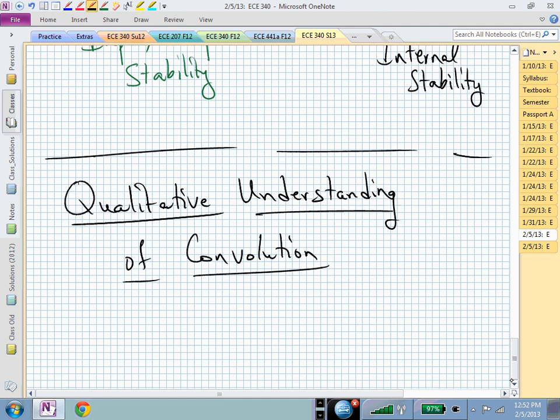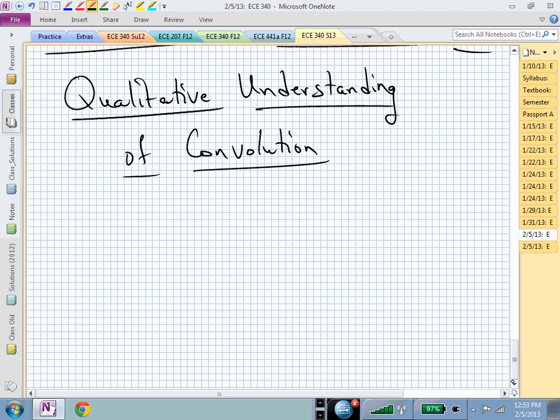Let's now think about convolution in terms of a process that we should be pretty comfortable with, and that is the response of a low-pass filter. And let's just say that that low-pass filter is now filtering a pulse waveform.